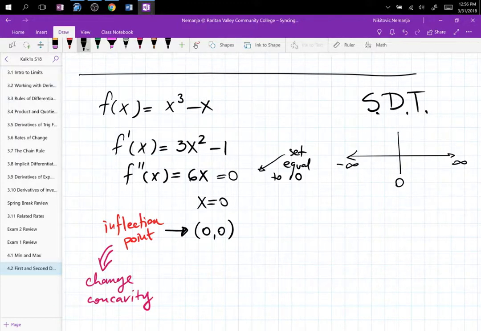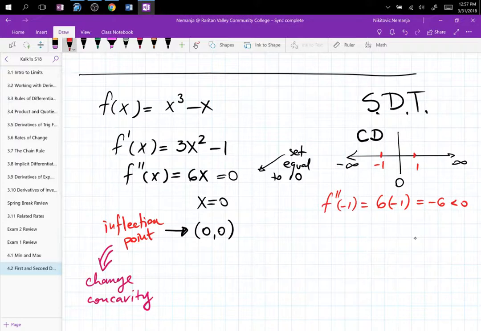So once we did that, it's time to do the test points again. Always the same stuff. Test points, negative 1 and 1, it's fine. And this is the second derivative test, so common sense, please plug it into the second derivative. f double prime of negative 1 is going to be 6 times negative 1, which is negative 6, less than 0. I have concave down on that part. Concave down.